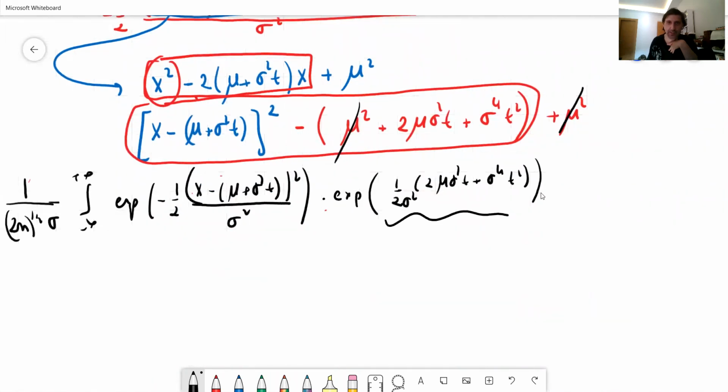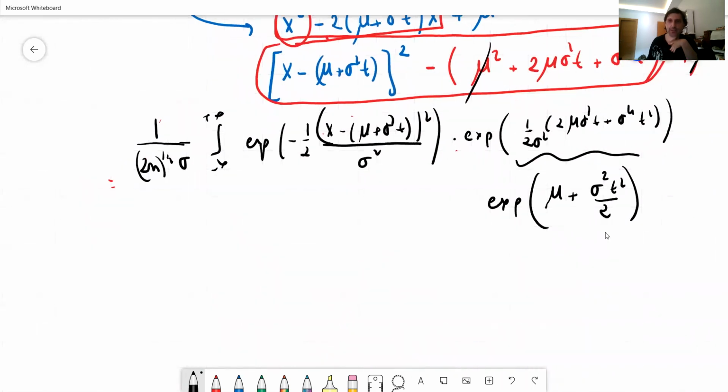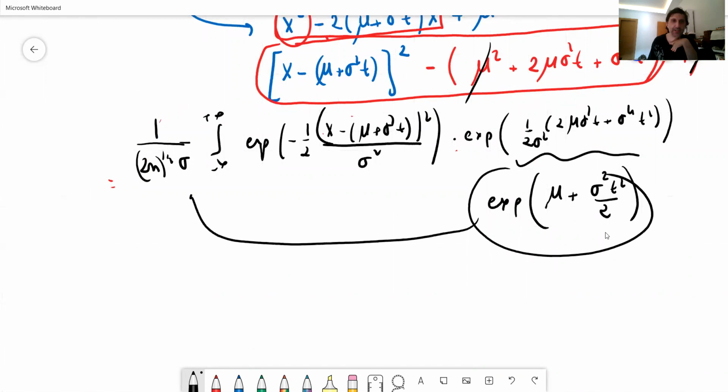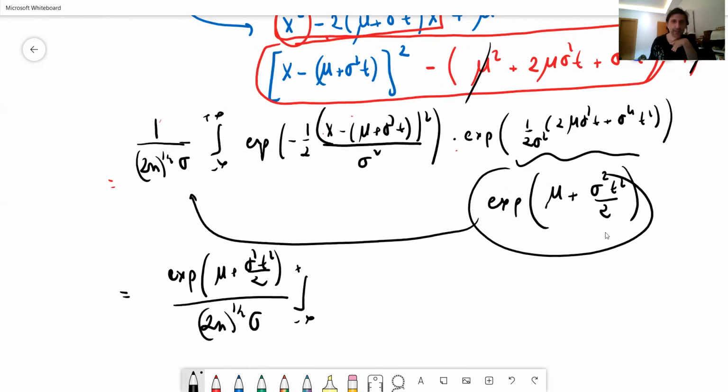This part is going to be equal to, 2's will cancel, sigma square will cancel. It's going to be mu T plus sigma to the power 2 T square over 2 in exponential. And I can take this term out because it doesn't have any x terms. So take this outside of the integral, and it's going to be exponential mu T plus sigma square T square over 2, times 1 over 2 pi sigma, minus the very same term here. Now at this point, this actually is a Gaussian integral. So let's make it look exactly like the standardized form that we have solved previously.